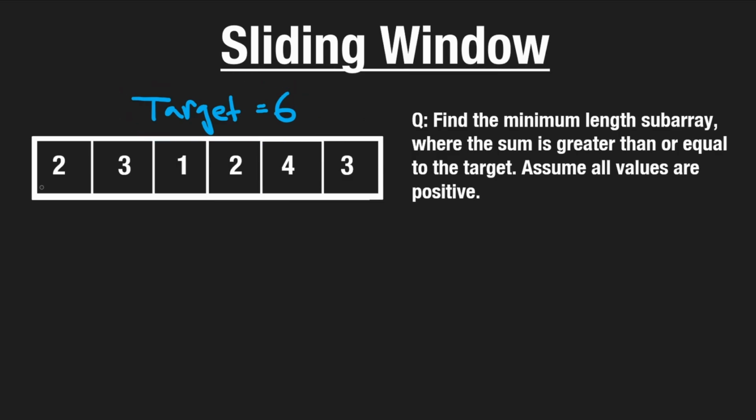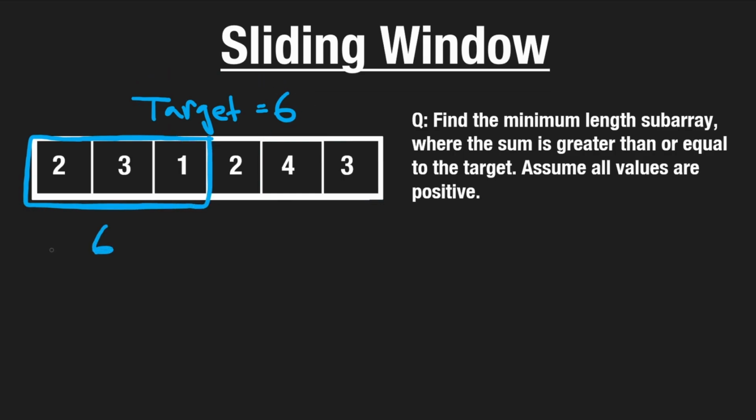Now, the obvious brute force solution would be to go through every single subarray and find all of the subarrays that total up to 6, and then among those subarrays, keep track of which one had the minimum length. So running through that quickly, it would look like this. This is one subarray, it's smaller than 6. Let's add another value to it. This is 5, it's still smaller than 6. Let's add another value to it, 6. It's exactly equal to the target.